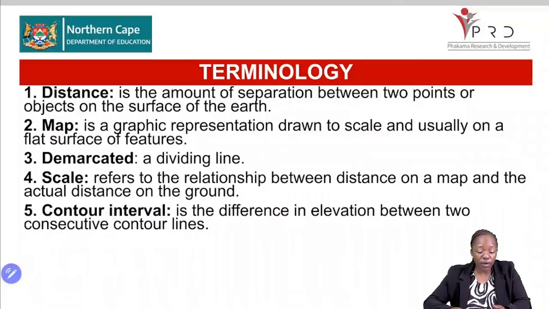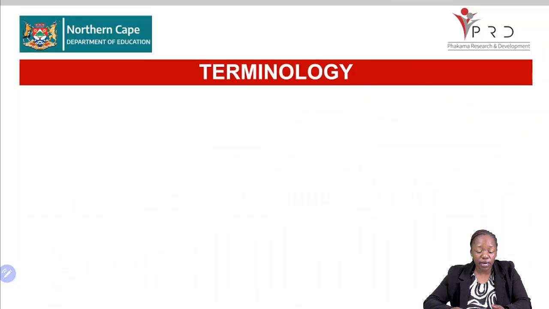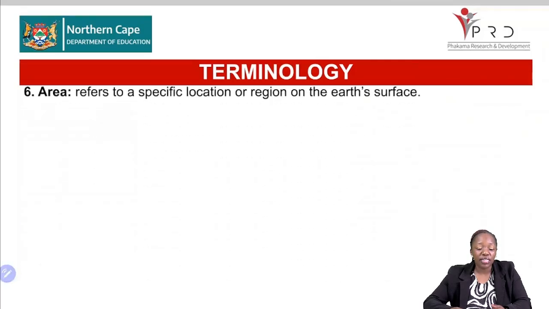Then we're going to look at our next terminology, which is the area. When we're talking about the area, remember area can be calculated as well. So the area, it refers to a specific location or a region of the earth surface.